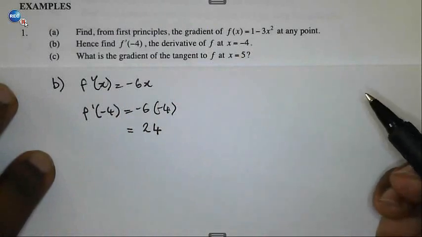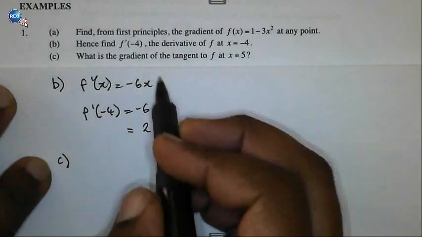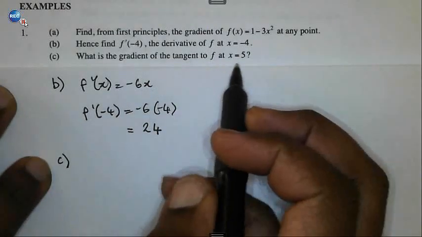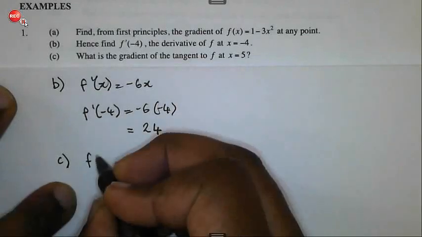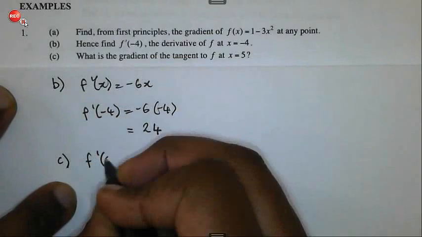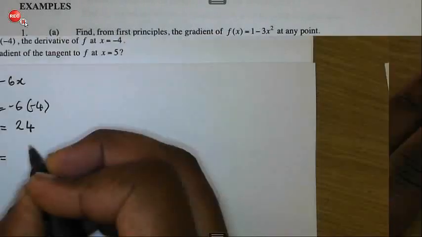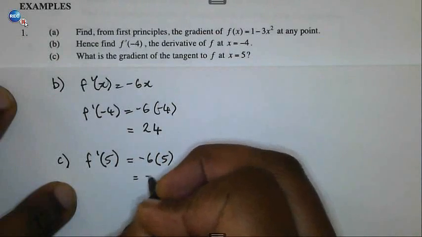And then part C, they're asking what is the gradient of the tangent to f at x equal to 5. So you just take your derivative and replace x with 5 in it. So which means it's negative 6 times 5, which is equal to negative 30.